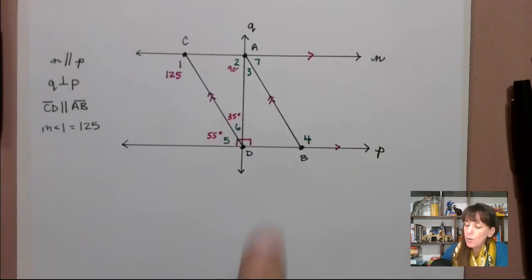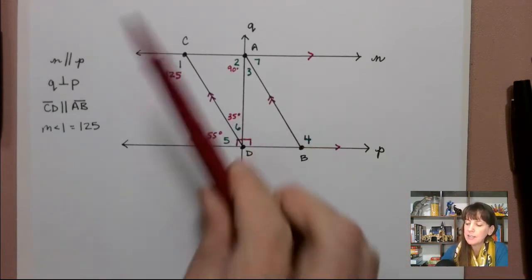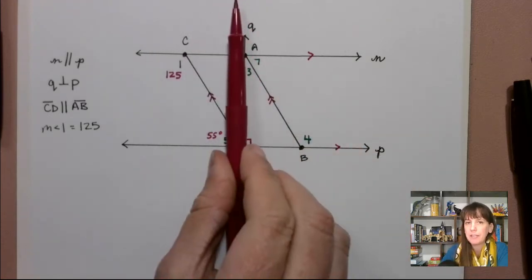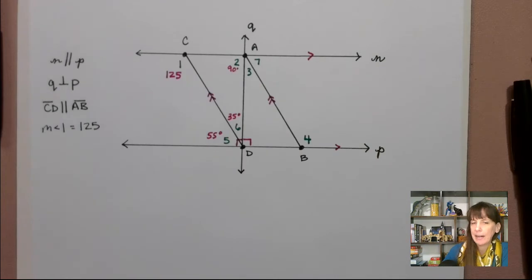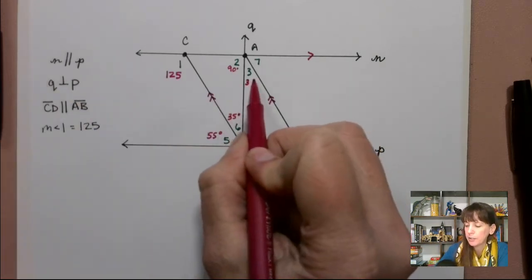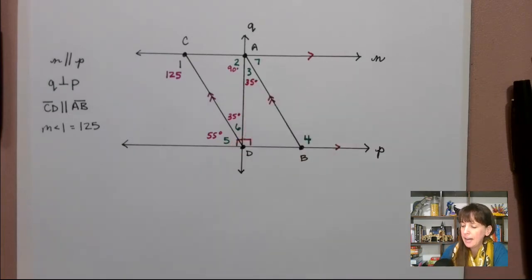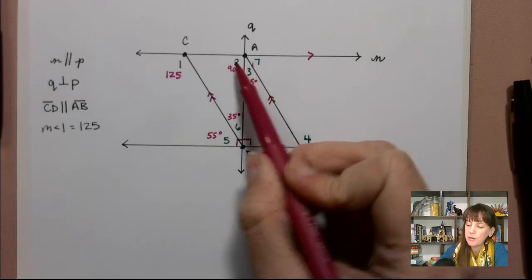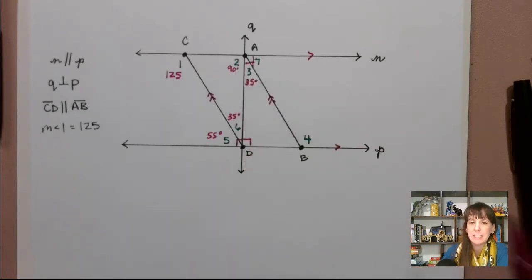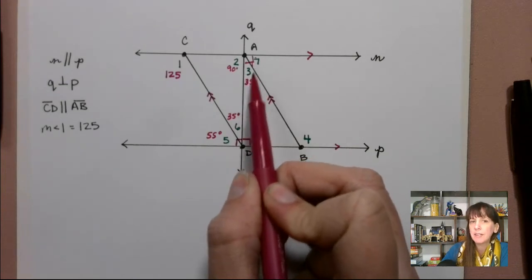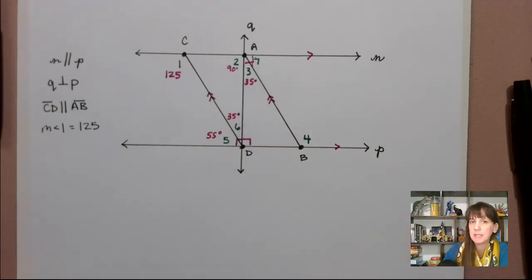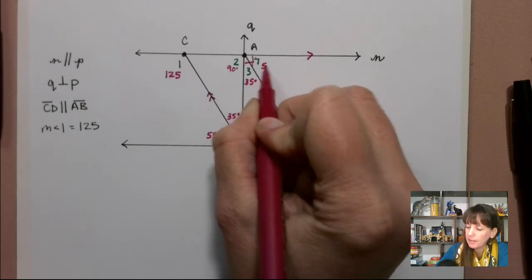Because these two lines are parallel and they're cut by this transversal, angle 6 and angle 3 are alternate interior angles. Alternate interior angles are congruent, so they're going to be 35 degrees. Good. Because this is 90 degrees, this has to be 90 degrees here too, because they're perpendicular. So we know that 7 and 3 total up to 90 degrees, which makes this one 55.